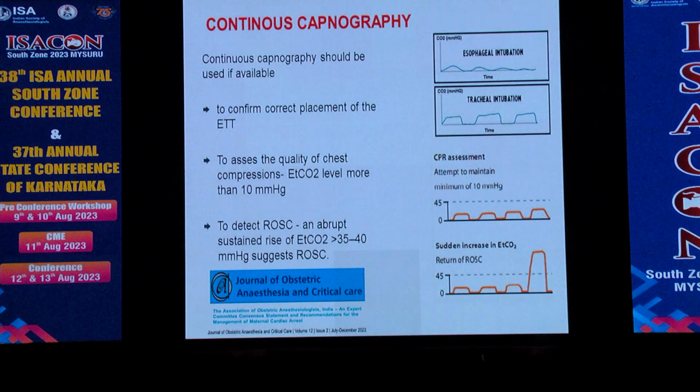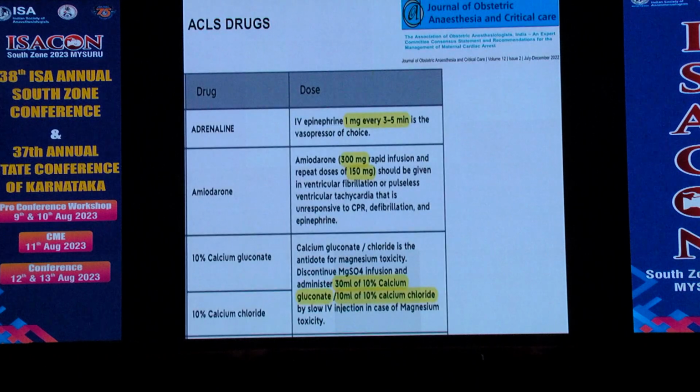It also detects ROSC, rapid return of spontaneous circulation: an abrupt, sustained rise of ETCO2 to more than 35 to 40 mmHg always suggests ROSC. Coming to the ACLS drugs, there are no ACLS drug or dosage alterations in this. Owing to alterations in the physiology of pregnancy, no drug should be withheld.